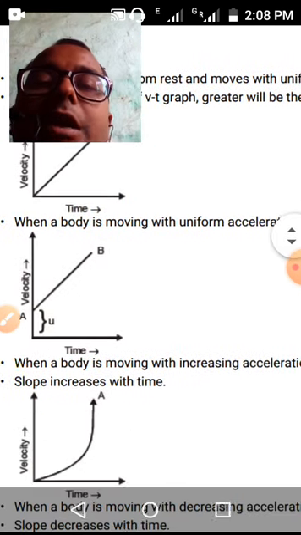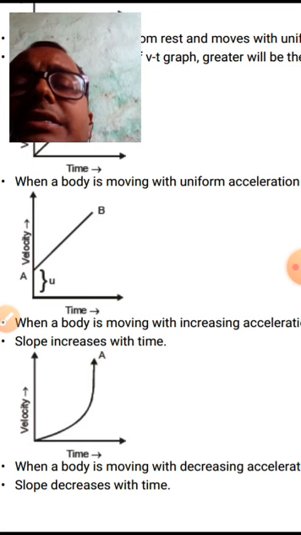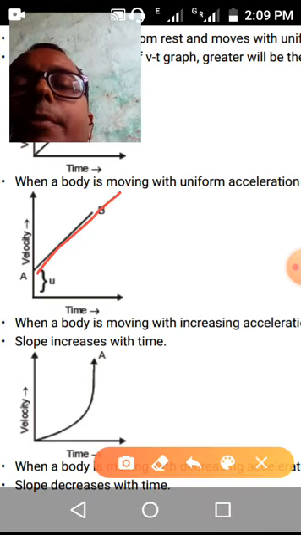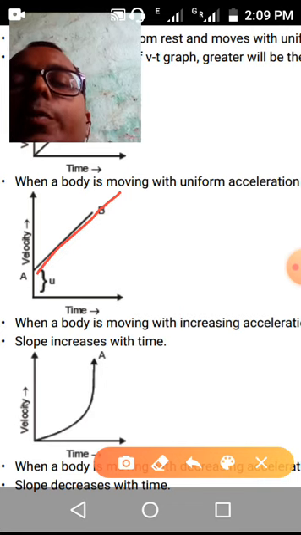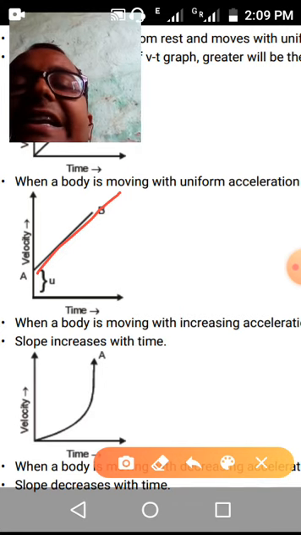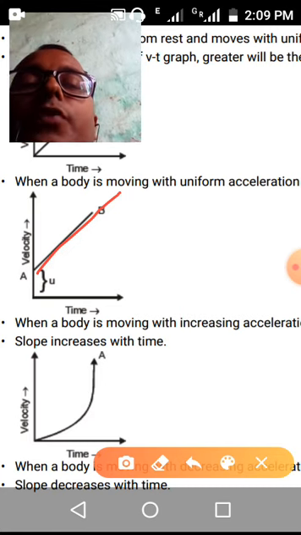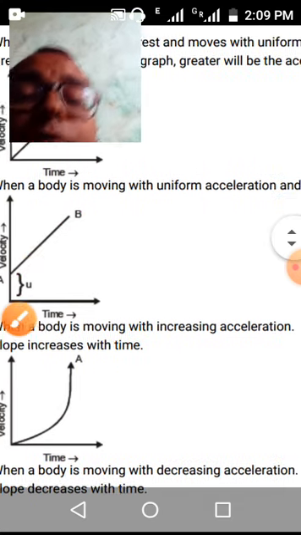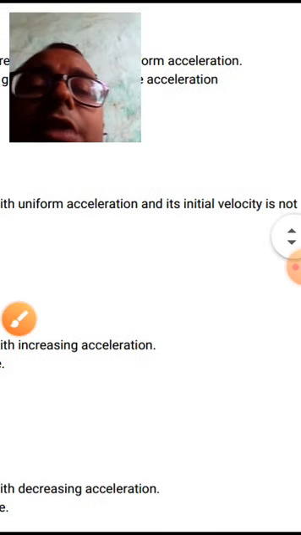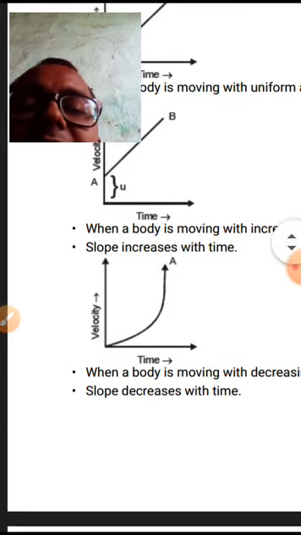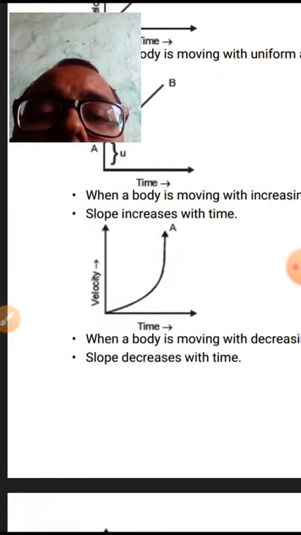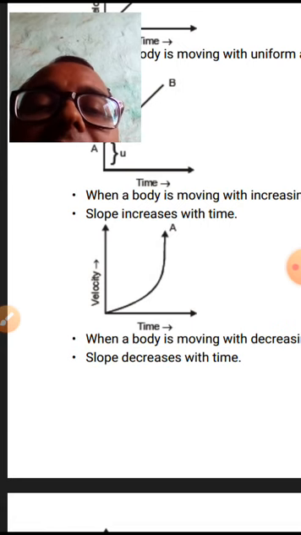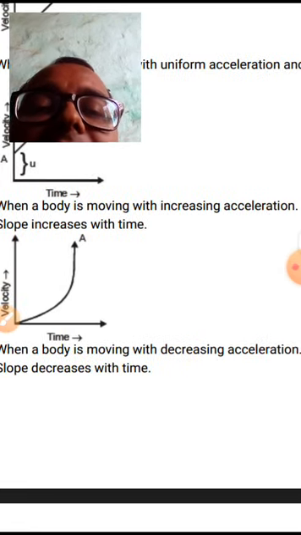Now in the next case, the body is starting from a to b, but the initial velocity is not 0, and from a to b the velocity is regularly increasing. This is also called a uniform acceleration, with the initial velocity not 0. Now in this case, the slope is increasing. If the slope is increasing, it means the velocity is increasing, an increasing acceleration.